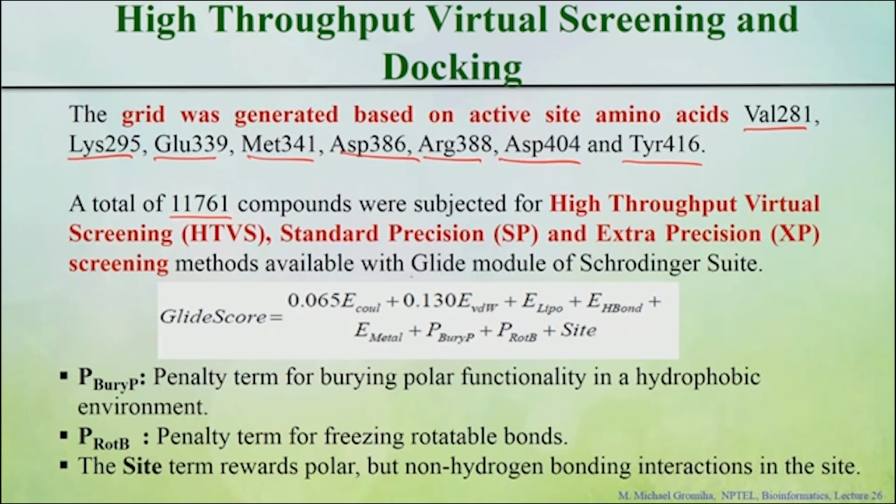These are available in the Glide module in Schrodinger. Finally, they get the score using this equation. The Glide score is given as follows; there are different components. This is the Coulombic interaction along with the van der Waals interactions. This is the lipophilic interaction, this is hydrogen bonds, and this is the penalty term given for burying polar functionality in a hydrophobic environment, because polar residues mainly interact with the residues on the surface. If they go to the buried ones, then we give some penalty.